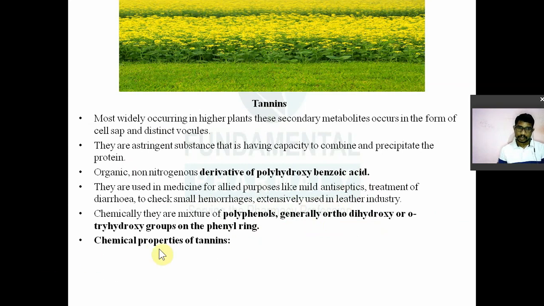Chemical properties of tannins. Am I audible to you clearly? आपको सुनाई दे रहा है? We started at 5 o'clock and it is now 7. So we'll see the remaining tannins part in the next lecture.